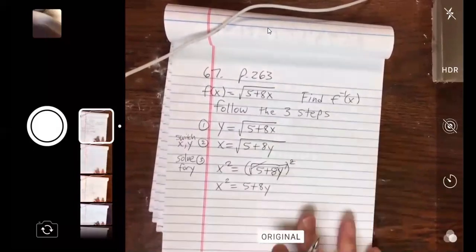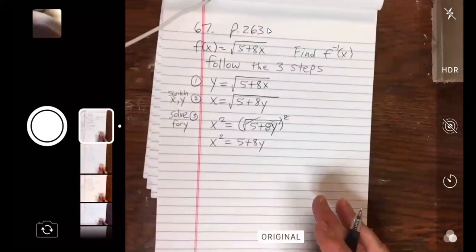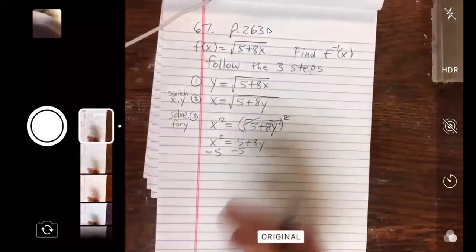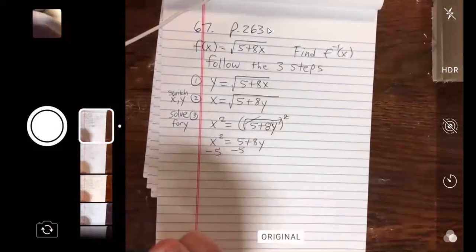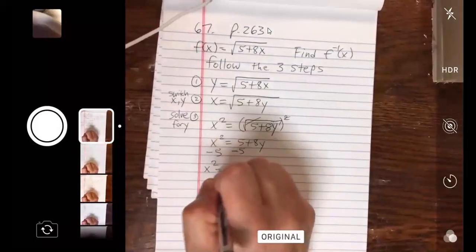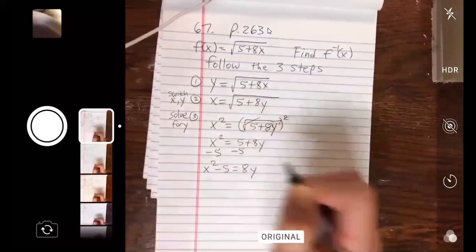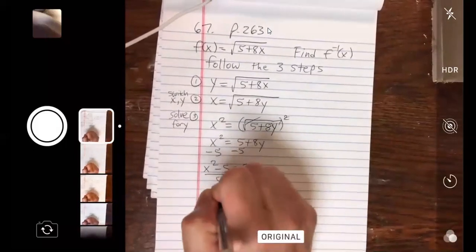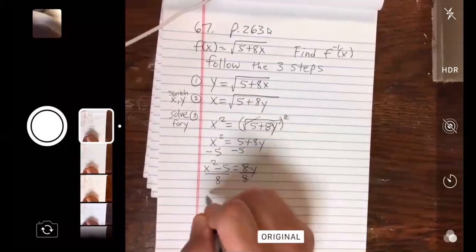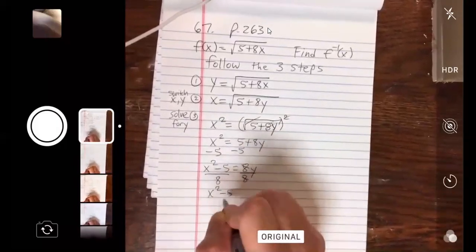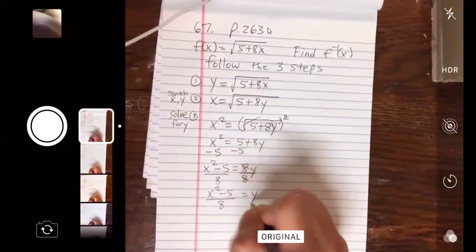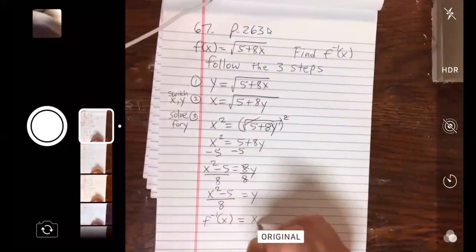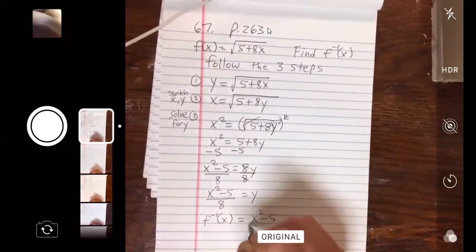Because that square root and square undo each other. And you see I'm going to minus 5. Are we going too fast? No. So x squared minus 5 is then equal to 8y. Last move, divide by 8. x squared minus 5, divided by 8, equals y. That is my f inverse of x. F inverse of x is x squared minus 5 divided by 8.